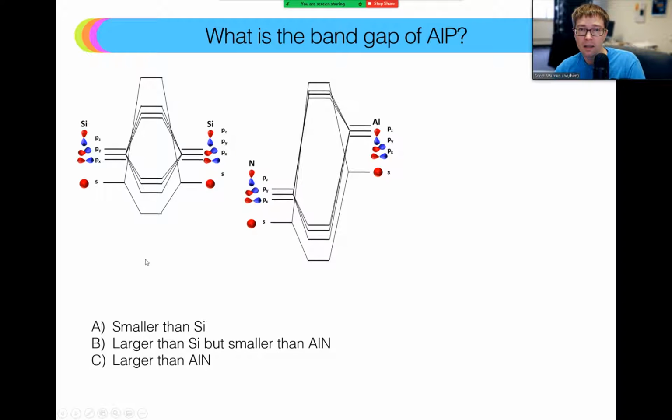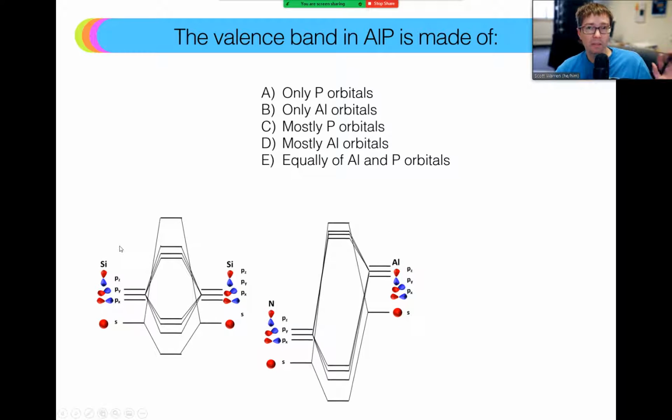Okay, now the valence band in aluminum phosphide. Okay, so what is the valence band? Which orbitals are making up the valence band in aluminum phosphide? Pause your video, think through this, and restart it when you're ready.